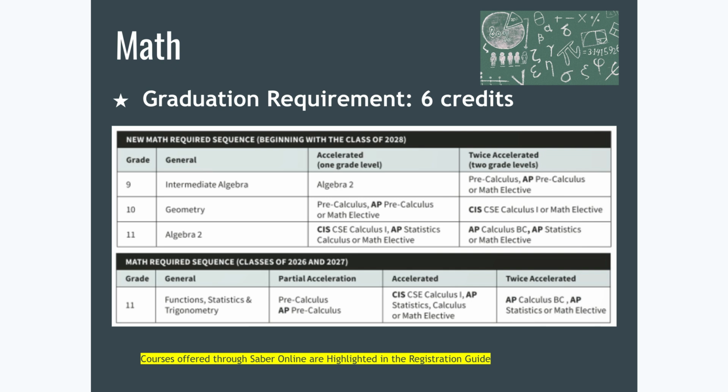And if you look again at the different sections on the table, if you're in the general math track, you can see that it's intermediate algebra, geometry, algebra 2, but then there's also an accelerated track, and then there's a twice accelerated track. The sequencing was changed up a little bit, starting with the class of 2028, but that is something that, again, you'll be able to see within your academic planner and also in the registration guide, or pause this video and you can look at the table closer.